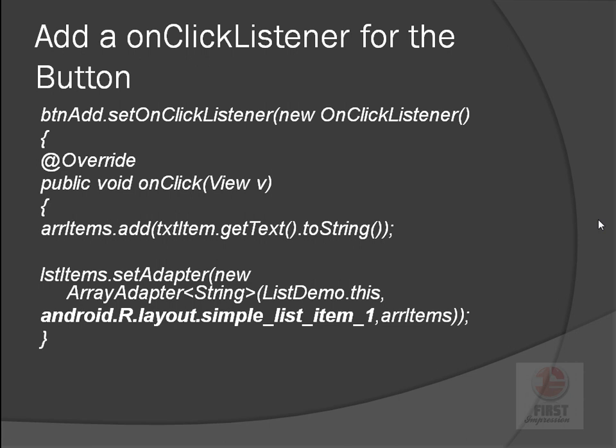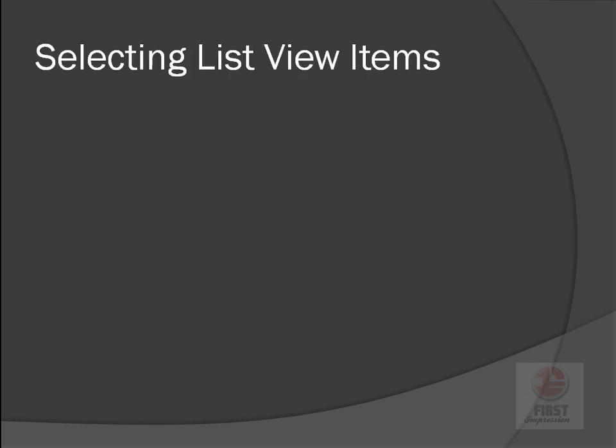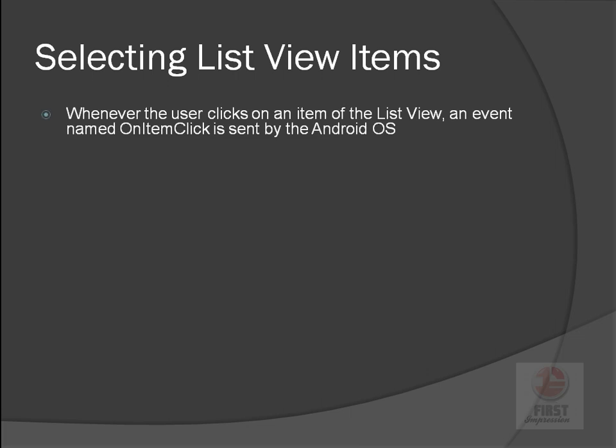Once you are done with this, Android will actually take all the controls or all the items that you will be adding and convert them to views and display those items inside the LST items control. So far so good. By this we have actually completed the application, but we have to add some more functionality, because whenever we are adding items to the list view, we want that whenever a user clicks on those items, something should happen. To do that, let's see what we have to perform.